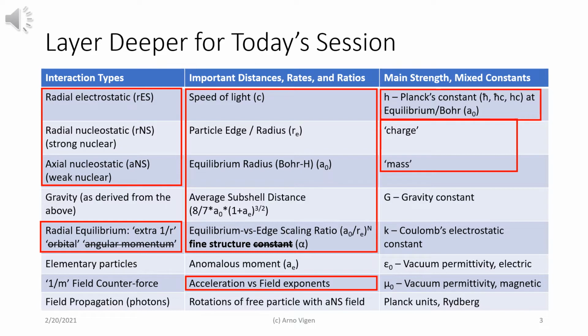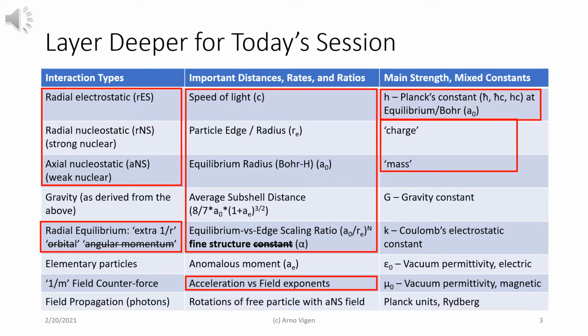From those concept groups, I will discuss specific items today. Within the interaction type set of concepts, we will use radial electrostatic, radial nucleostatic, also known as strong nuclear, and axial nucleostatic, also known as weak nuclear. That radial nucleostatic will act as the extra 1/r to keep electrons in shells, although without the current wrong Bohr naming of the concept as orbital or as angular momentum.